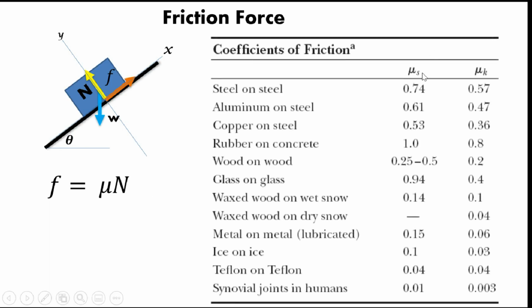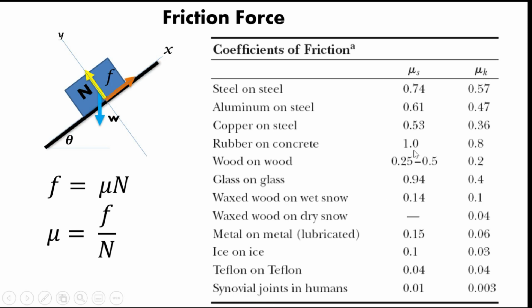Here are examples of the values for different surfaces. For example, a steel object on a steel surface, or an aluminum object on a steel surface, or an aluminum surface with a steel object, copper on steel, rubber on concrete, and so on. These are the values that we have as our coefficient of friction. If you want to know the coefficient of friction of the object and the surface, you can easily get it by dividing the friction force by the normal force. Since friction force has a unit of Newton and normal force has a unit of Newton, the coefficient of friction is unitless.